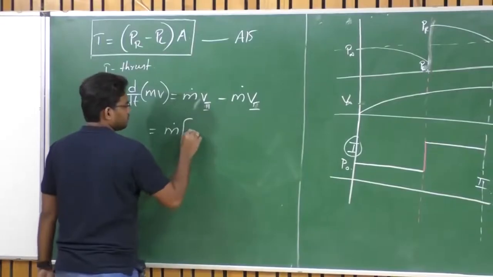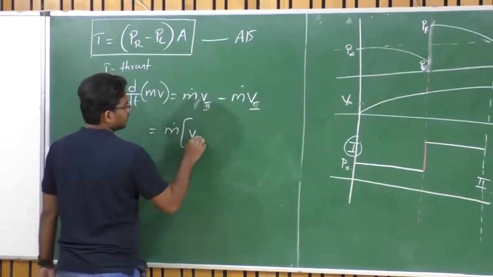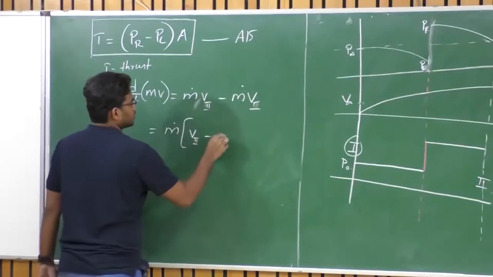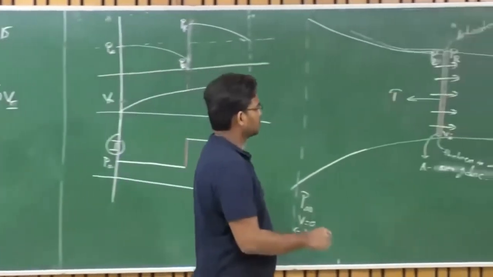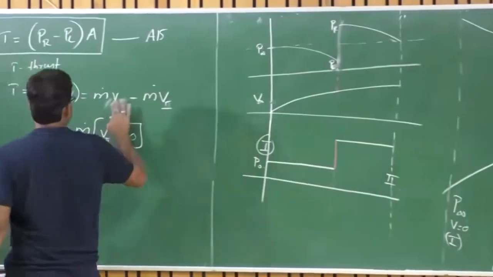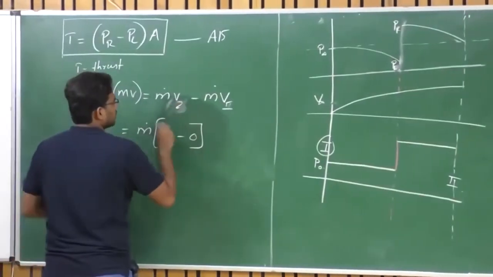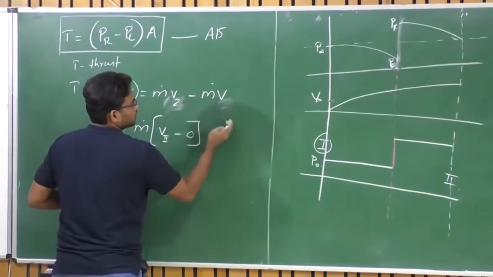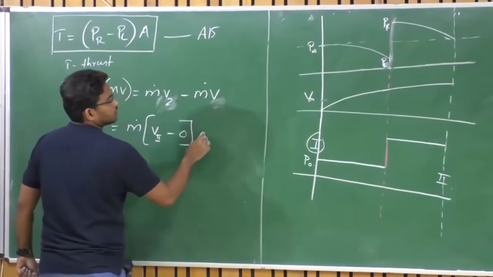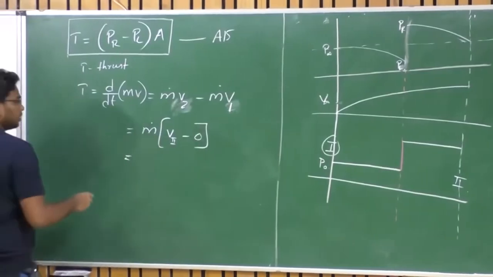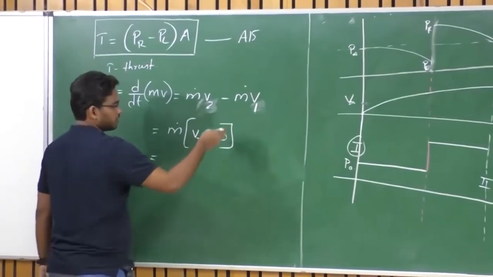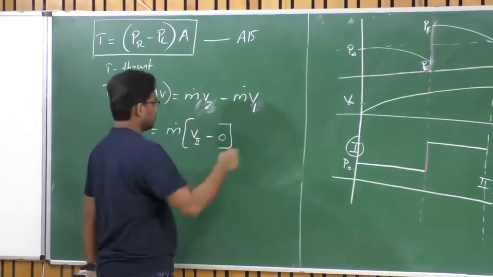So what is V2? The velocity at 2 minus 0, right? Let V2 be the velocity at this particular location, the second station. This is V2 at station 2, and this is V1. Am I correct? Let 0 be the velocity with which this mass is entering this particular stream tube.